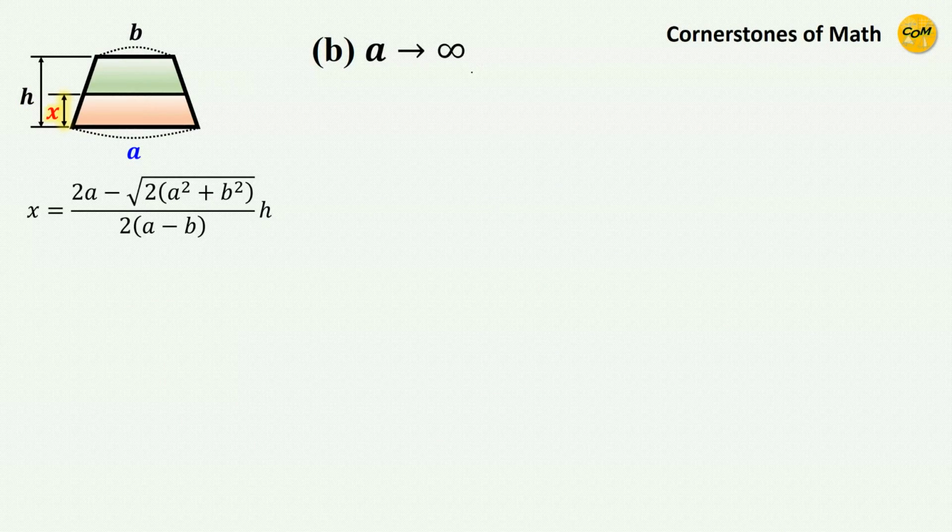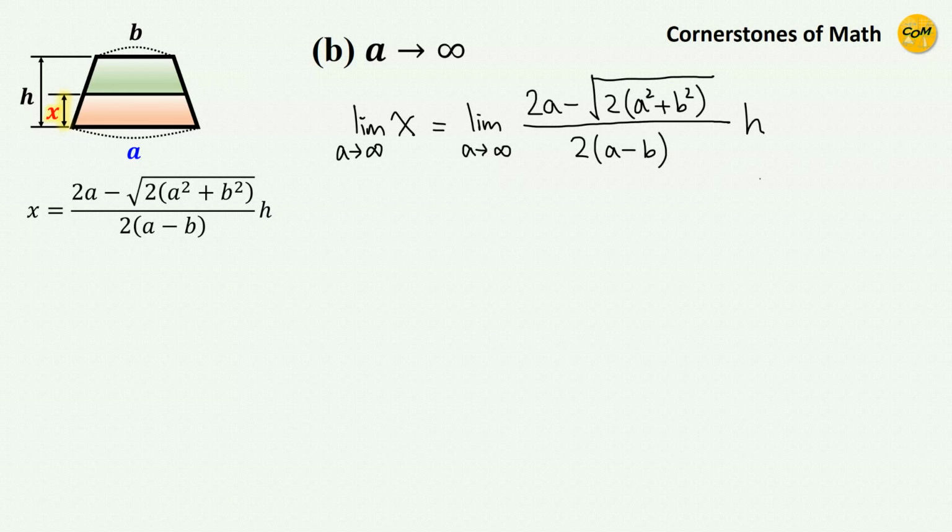Next, when a approaches infinity. Here, the expression is the same except this a goes to infinity. And this is the infinity over infinity type limit, with the numerator and denominator having the same degree for a. So we only take coefficients of the highest degree terms, and in the numerator, we have the linear term 2a here, and also the linear term square root of 2 a from this radical. And in the denominator, we have the linear term 2a.